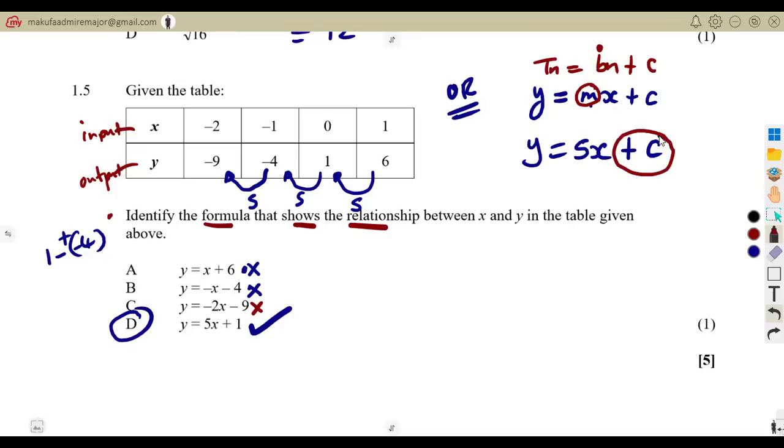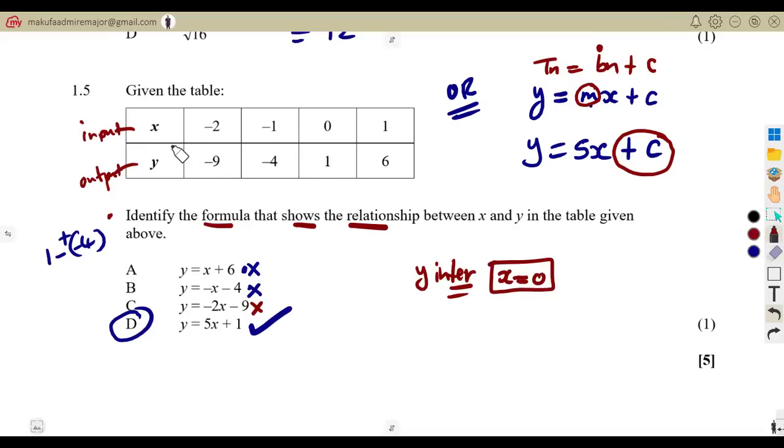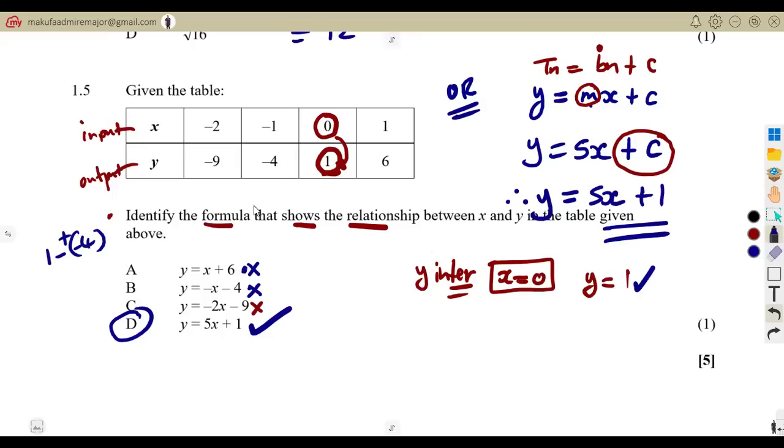Remember, c on a graph represents the y-intercept, where we understand that at the y-intercept, x is equal to what? x is equal to 0. So you can take advantage of this point. There is a 0 there. Where x is equal to 0, what is y equal to? 1, on the y-intercept. When x is 0, the y-intercept is 1. So that's an equation.